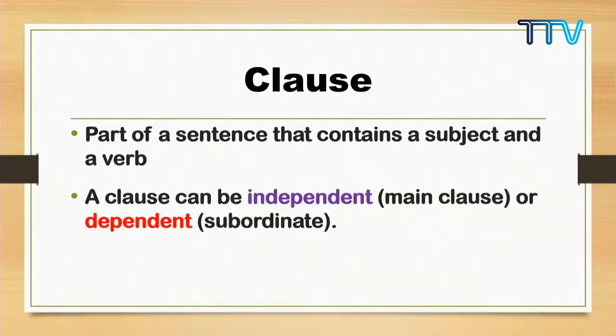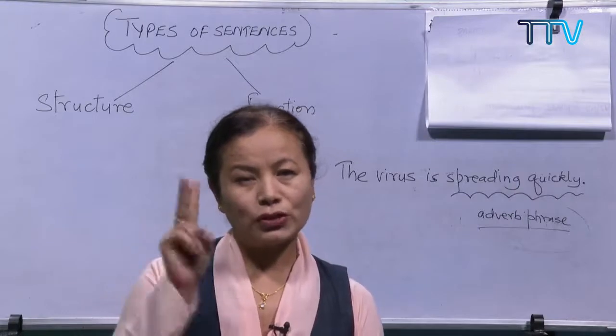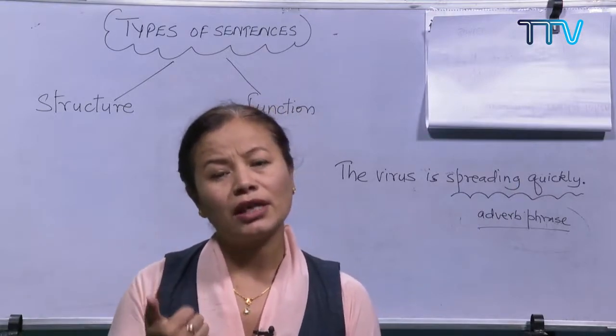A clause can be independent, which is called main clause, or principal clause. So these are different names by which we can call it, right? Independent, main, or principal, they're the same. A clause can be independent or dependent. The name itself suggests: independent means you're free, isn't it? Dependent means you are depending on something. So dependent or subordinate. So clauses are broadly divided into two, that is independent clause and dependent clause.